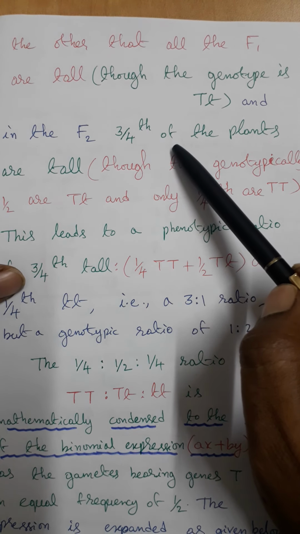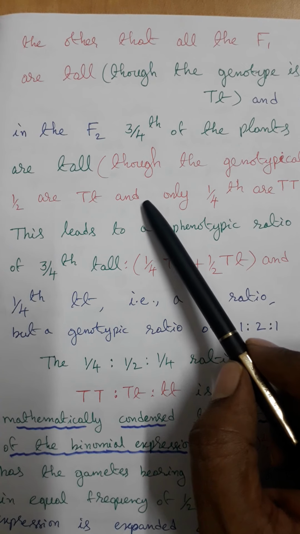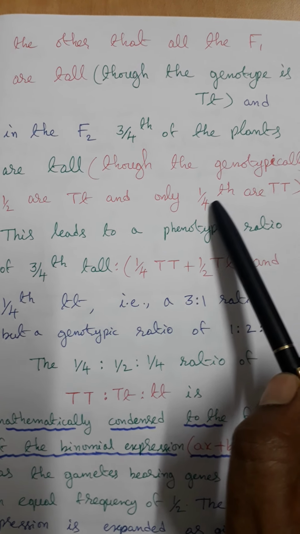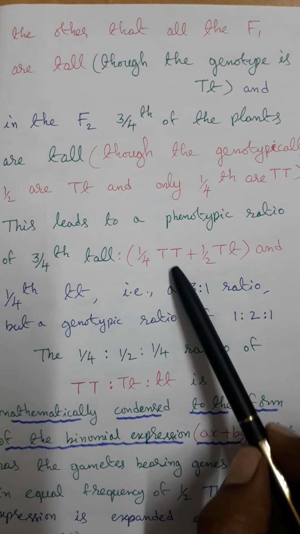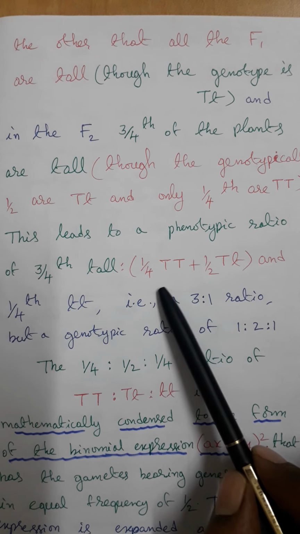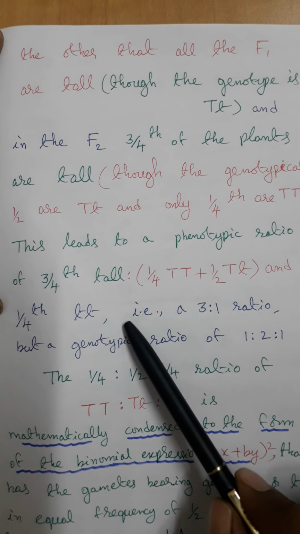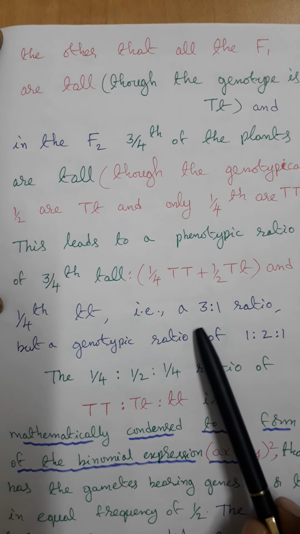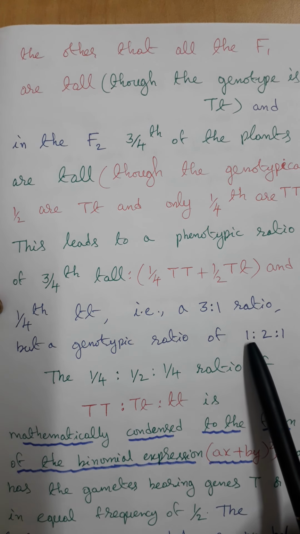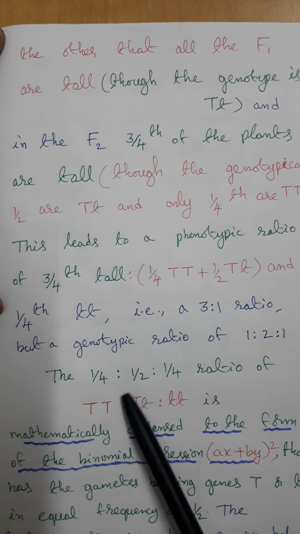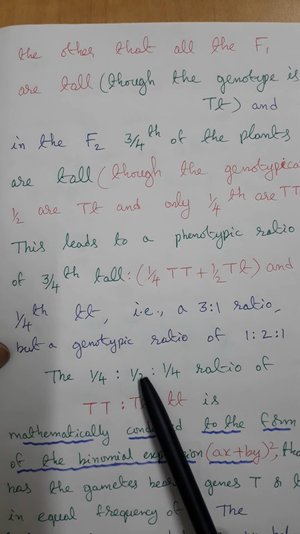And in the F2, three-fourths of the plants are tall, though genotypically 1/2 are capital T small t and only 1/4 are capital T capital T. This leads to a phenotypic ratio of three-fourths tall and one-fourth dwarf. The genotypic ratio is 1/4 capital T capital T, 1/2 capital T small t and 1/4 small t small t. That's a 3 to 1 phenotypic ratio, but a genotypic ratio of 1 to 2 to 1.